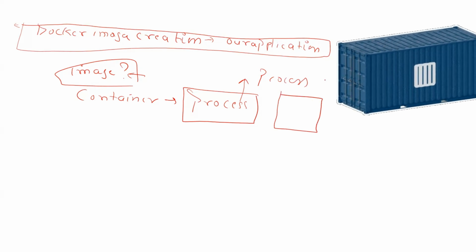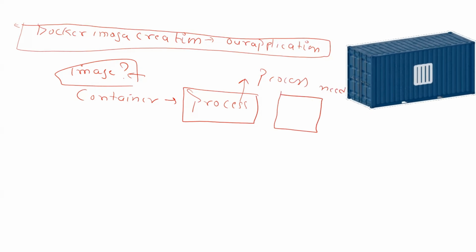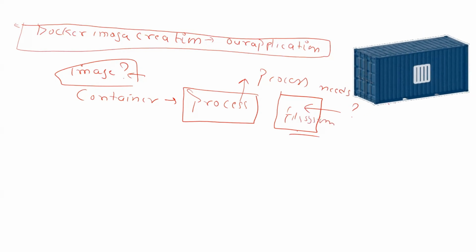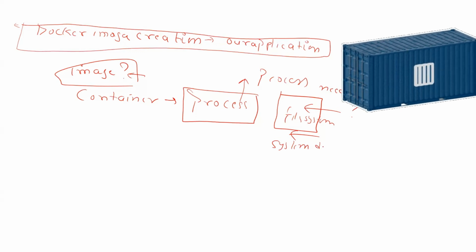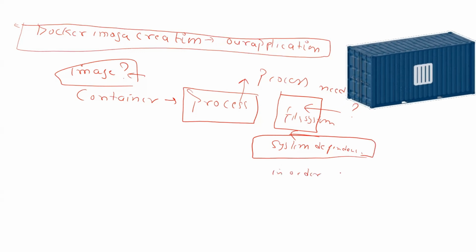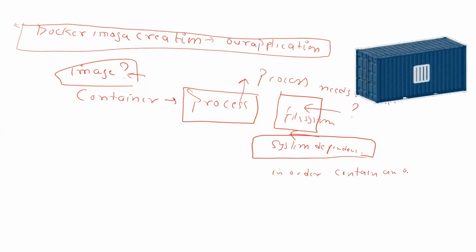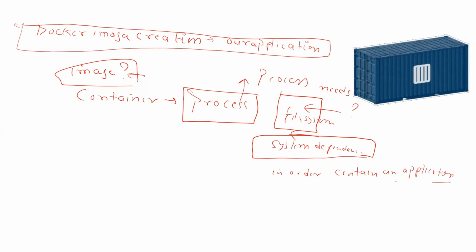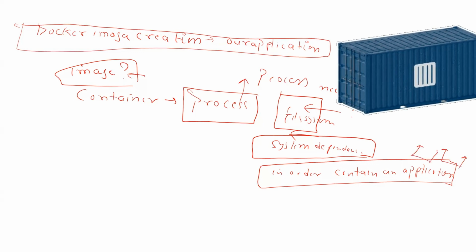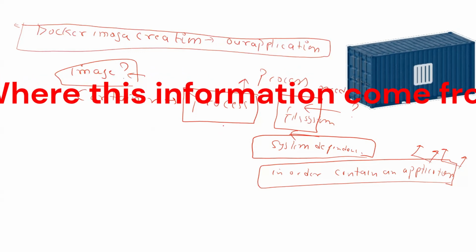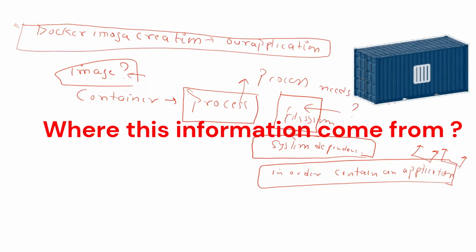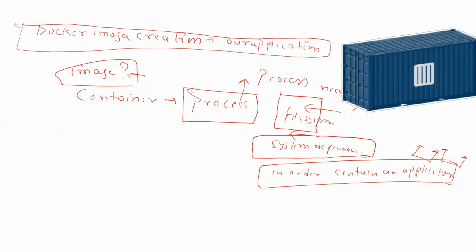And this process needs resources, right? What are those resources? It needs a file system, right? It needs system level dependencies, in order to contain an application, right? It's an environment, right? So we need to tell what sort of container we want to construct. Would it be a Linux container? Would it be a Windows container or Mac container? And what all things you need to run your application. All this information the container needs to know.